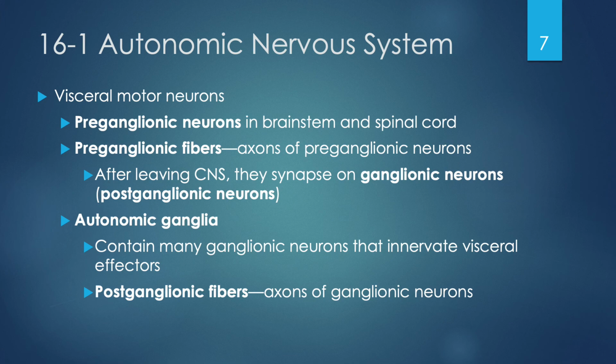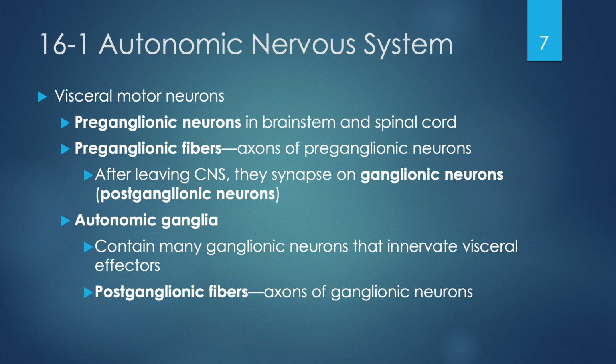In the autonomic nervous system, the visceral motor neurons can be broken down into either preganglionic neurons or postganglionic neurons. The preganglionic neurons are exactly what the name infers. They are before the ganglion. So the cell body will arise in the brainstem or spinal cord, and then the fibers, which are just the axons of the preganglionic neurons, are going to extend from the brainstem and the spinal cord to the ganglion.